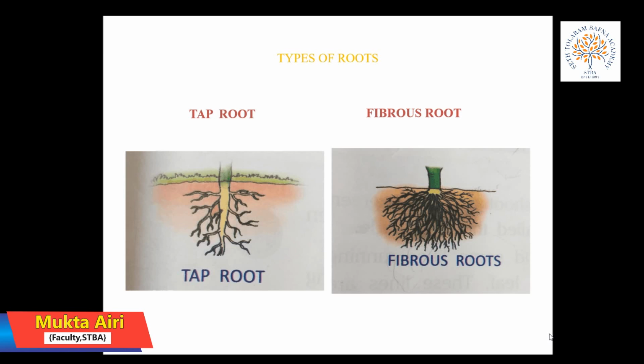Second one is the fibrous root. A number of roots of the same thickness which grow out from the base of the stem in a cluster are called fibrous roots. Each one of these roots branches further. Roots of marigold and grass are examples of fibrous roots. In both types of roots, there are very fine hair-like structures called root hairs. Water and other nutrients are readily absorbed by the root hairs.